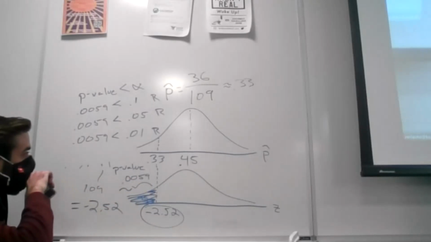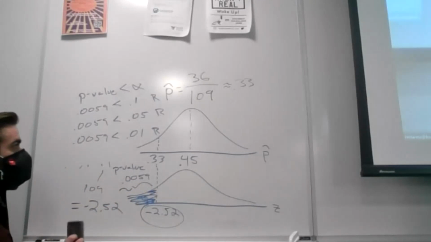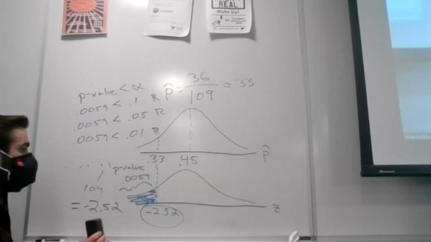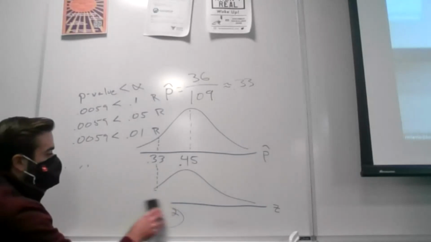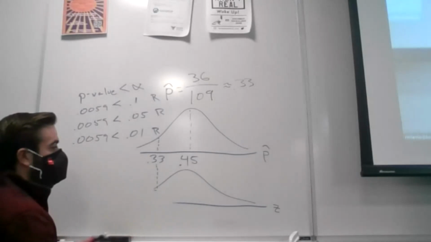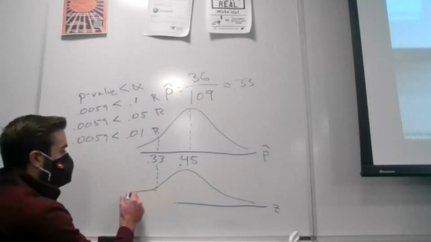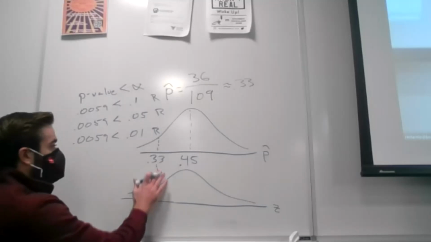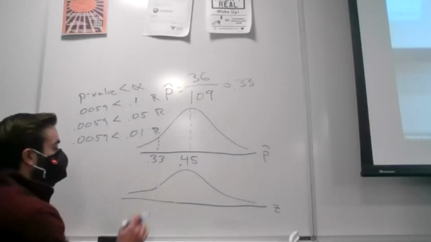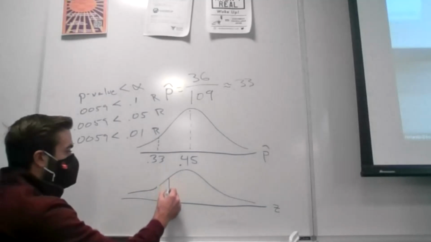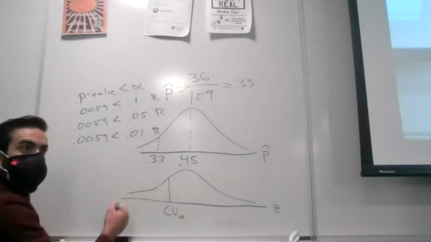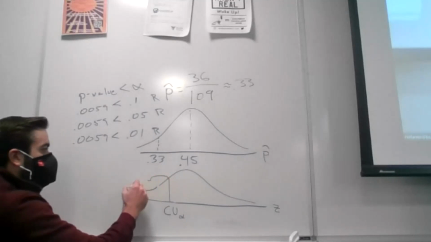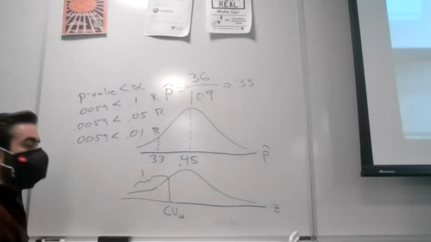So that's how we would do this if we had the p-value approach. We can do the same thing, but let's think about how we would tackle the critical value approach. So with the critical value approach, what we want to start out doing is say, let's find the critical value that gives us alpha in this left tail, right? So let's say our first alpha is 0.1.